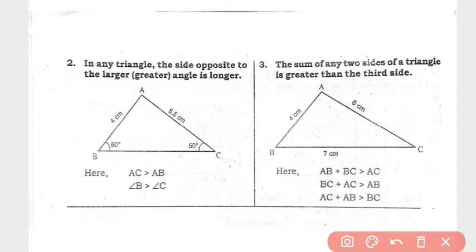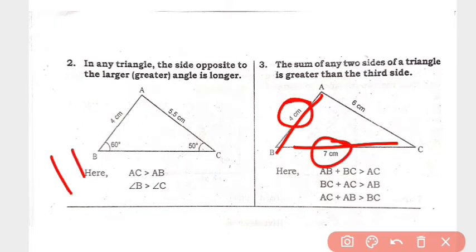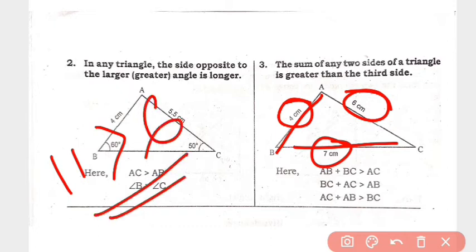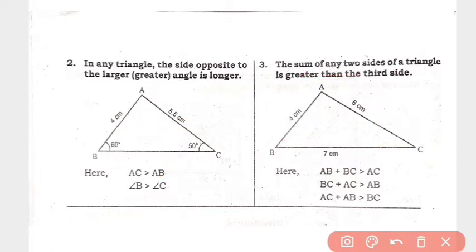Again you can see the sum of these two sides, AB plus BC, is 4 plus 7, 11. It is greater than AC. So the sum of any two sides of a triangle is greater than the third side.